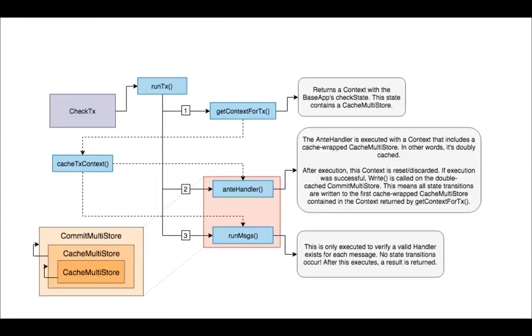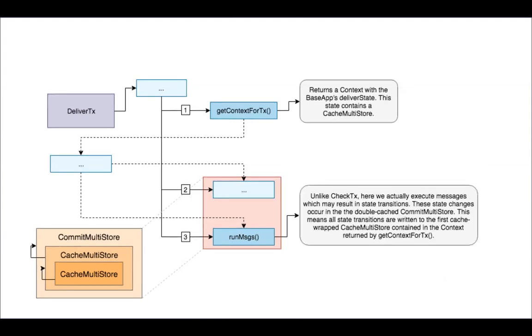So on check TX, it runs runTX, getting a context for that specific transaction for check state, and then it runs the ante handler and then each of the messages. So on the ante handler, as I mentioned before, it will check that the signatures are correct, that the balance of the user, the first signer or the sender of the transaction, is enough to pay for the fees. It increments the sequence or the nonce for the sender, and then it runs the messages, but without actually performing a state transition. Deliver TX is the same, but unlike check TX, we execute the messages that result in the state transitions.